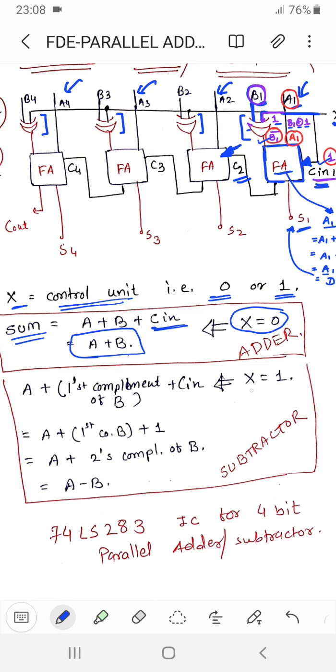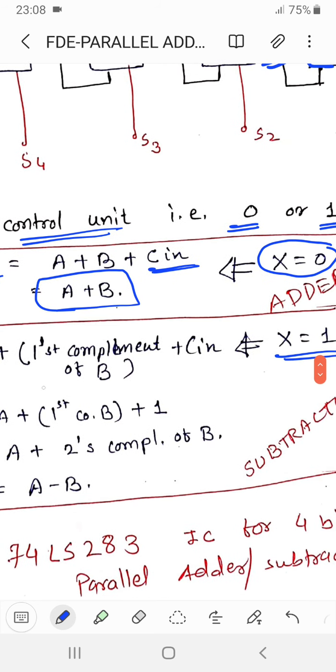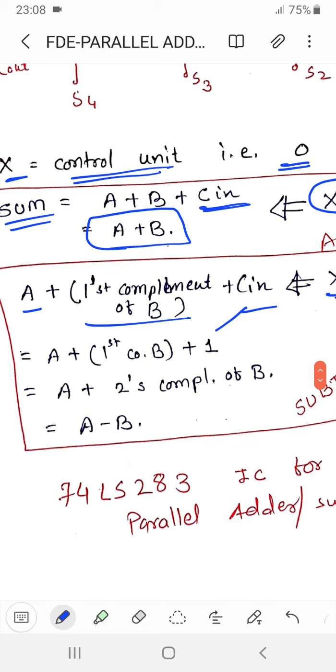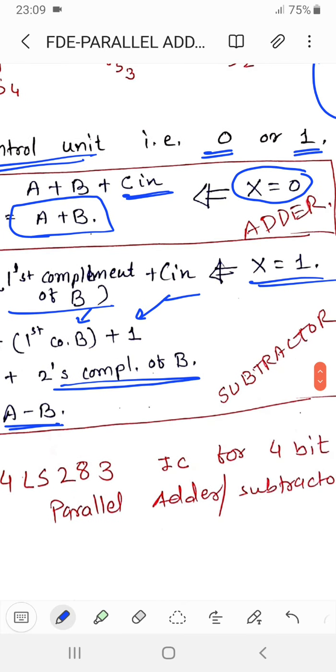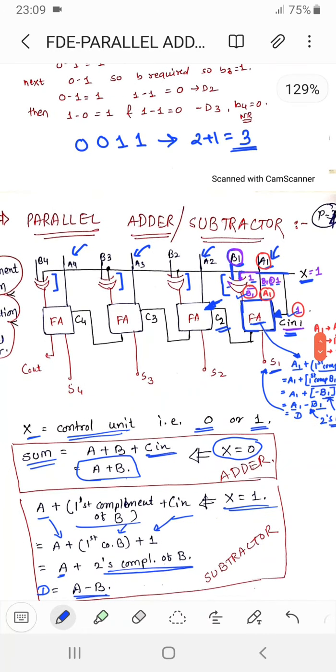But whenever your X is equal to 1, at that time what happens? Your A is there plus first complement of B plus C in. So your C in is 1, your first complement of B is present as it is, so A plus second complement of B, and it gives you the difference D equal to A minus B. So that is your subtractor operation. My point is that this is one circuit only, and it performs both operations.